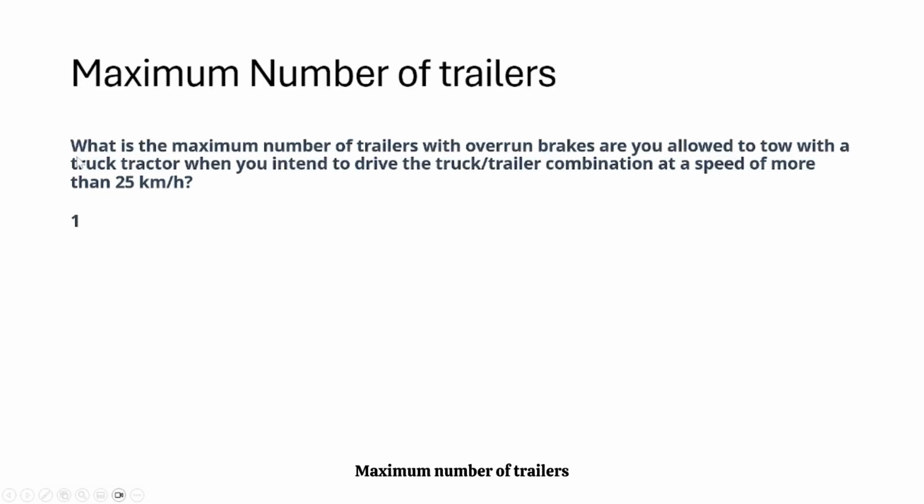Maximum number of trailers. What is the maximum number of trailers with overrun brakes you are allowed to tow with a truck tractor when you intend to drive the truck trailer combination at a speed of more than 25 km per hour? So if you intend to drive faster, remember the number of trailers is 1.